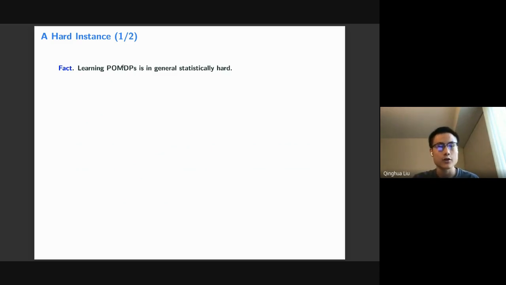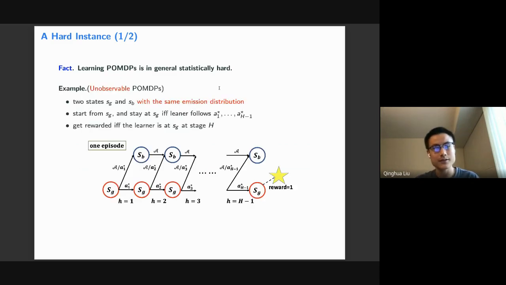It has been known that learning POMDPs without any assumption is statistically intractable in the worst case. So what do I mean? It basically says if you don't make any assumption about POMDPs, you will need exponentially many samples to learn a good policy. So let me explain this hardness result by using a toy example.